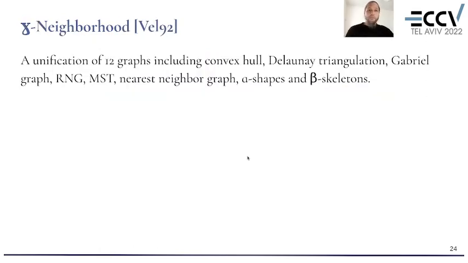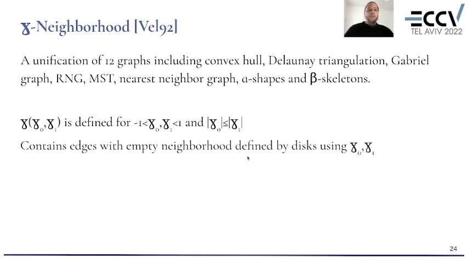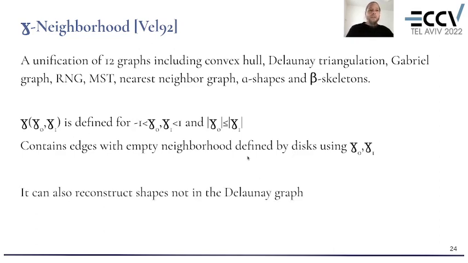The gamma neighborhood graph proposed by Veltkamp in '92 is a unification of several proximity graphs, as are listed here. So here we have two parameters, gamma 0 and gamma 1, in the range of -1 to +1, ordered, and then it contains the edges with an empty neighborhood similar to the beta skeleton, which are defined by a disk with a function using these parameters. You can also reconstruct shapes which are not on a Delaunay graph, so it can have edges which are not part of the Delaunay graph. That's not a subset.